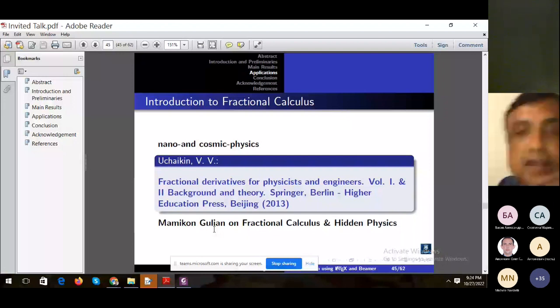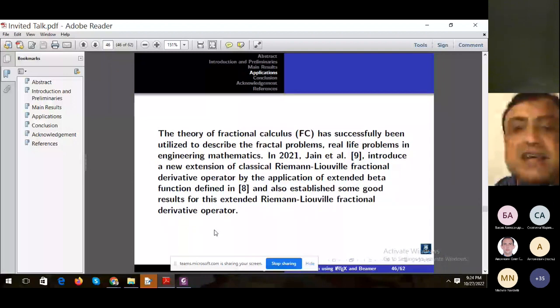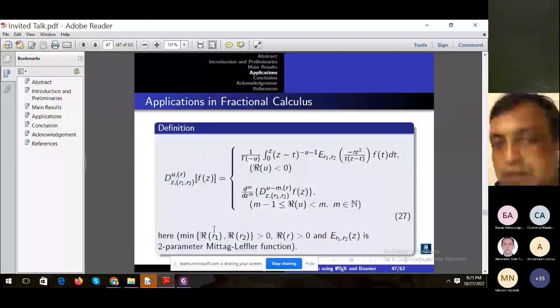Now, the theory of fractional calculus has successfully been utilized to describe fractal problems and real life problems in engineering mathematics. In 2021, my research group and I introduced a new extension of the classical Riemann-Liouville fractional derivative operator by the application of the extended beta function defined in equation number 4, and also established some good results for this extended Riemann-Liouville fractional derivative operator. In my next slides, I'm going to quickly present some applications.